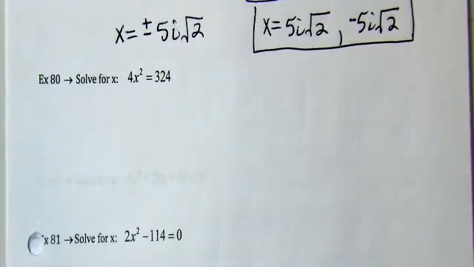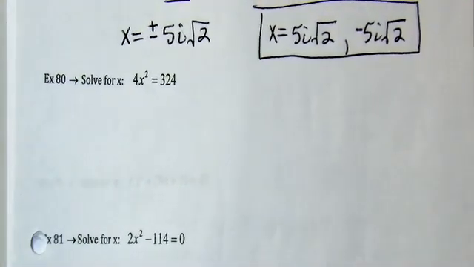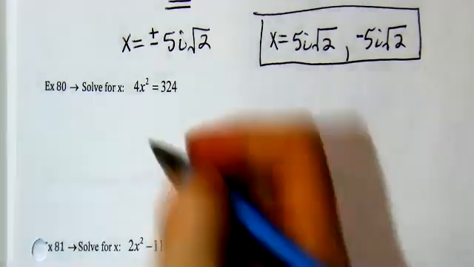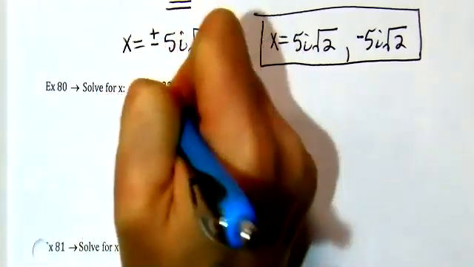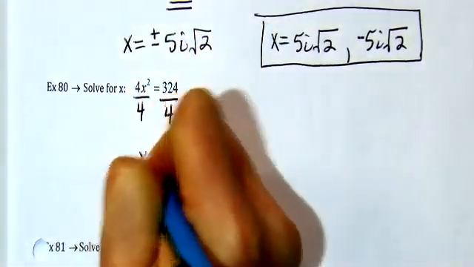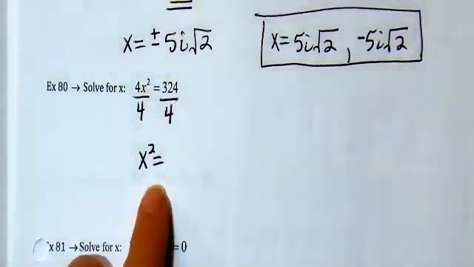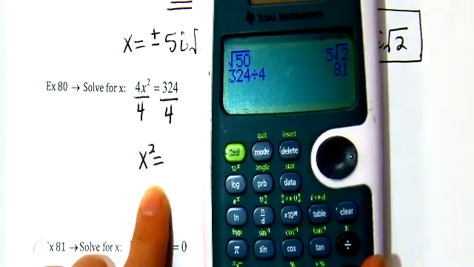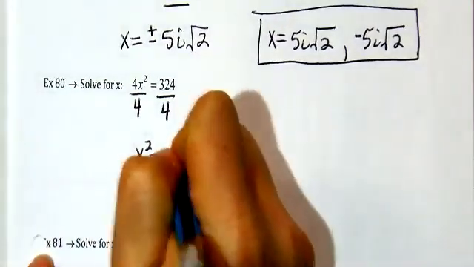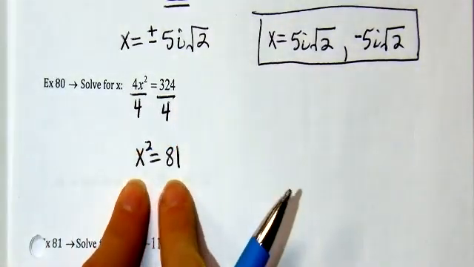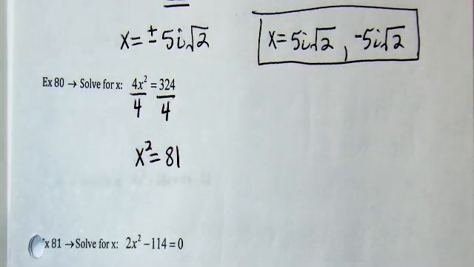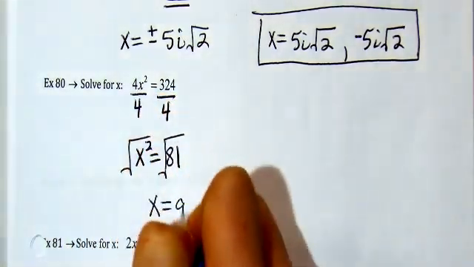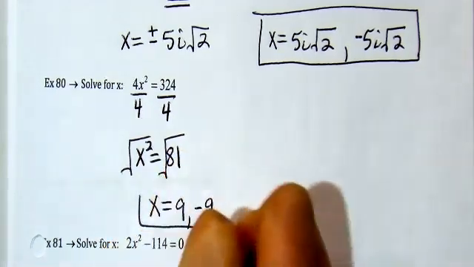So in number 80, the x squared is not isolated because it has the number 4 in front of it. So what you would do first is always isolate the x squared in your very first step. So 324 divided by 4 is 81. So we would get that x squared by itself. We need to isolate it first. And then we take the square root of it. So we could say x equals 9 and negative 9.